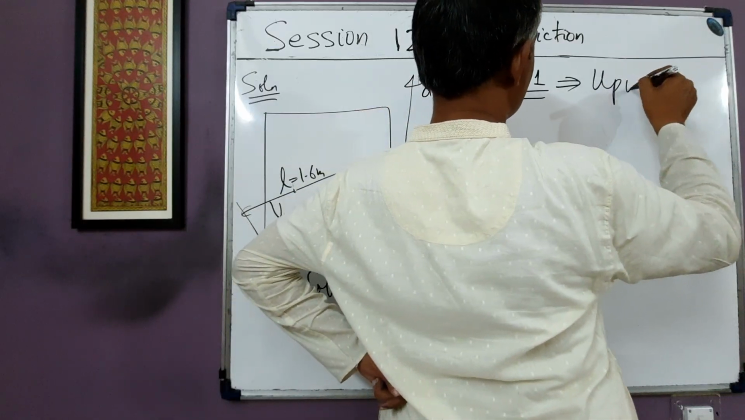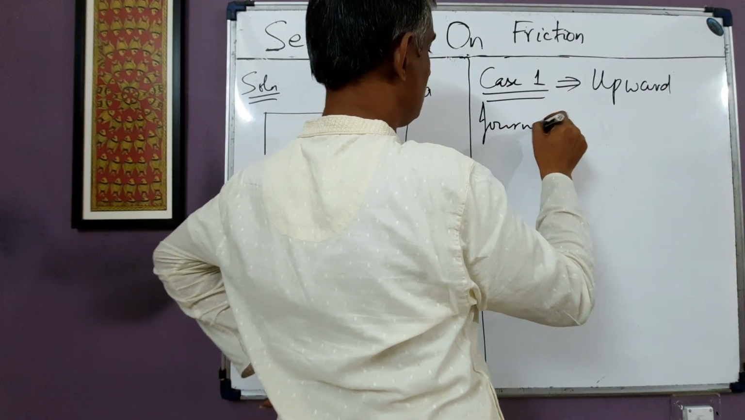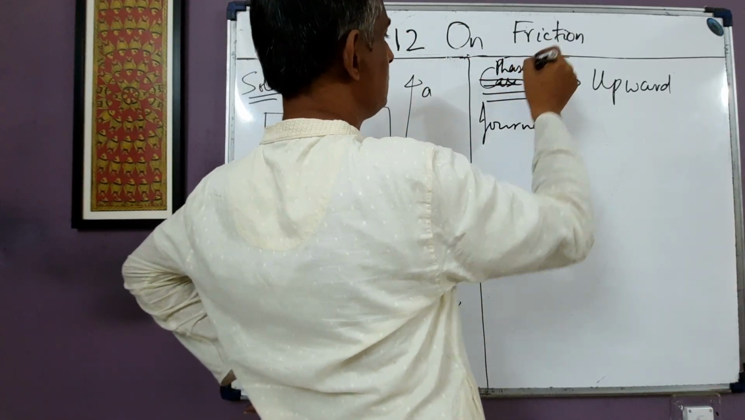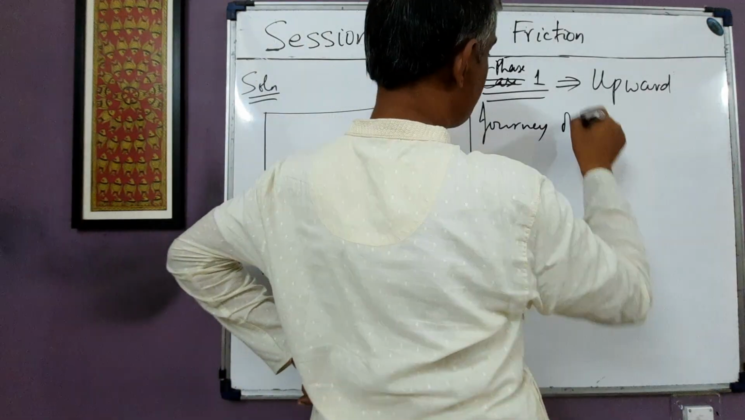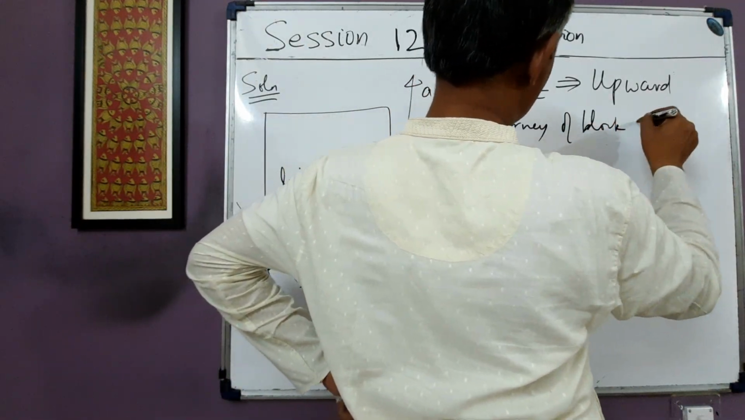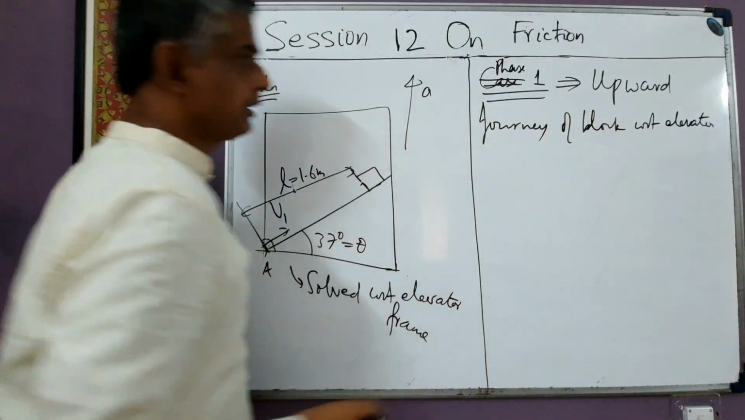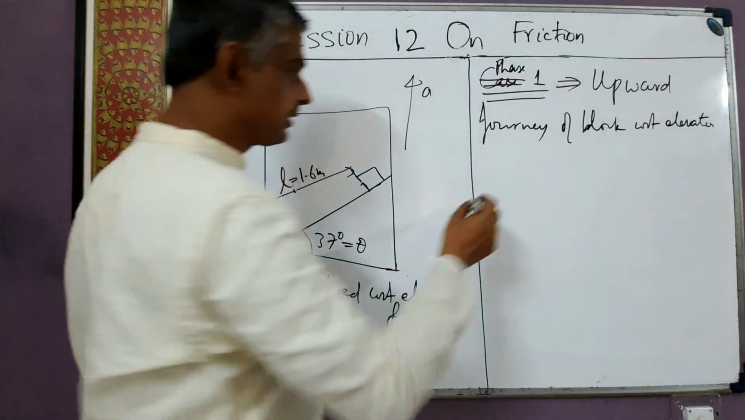Upward journey. Let's call it phase 1. First phase: upward journey of the block with respect to the elevator. While the block is moving up the incline, suppose at some instant it has come here.